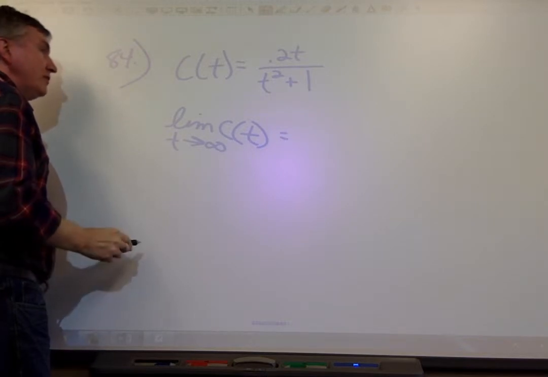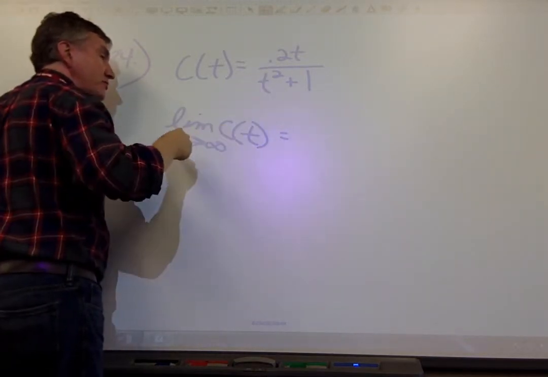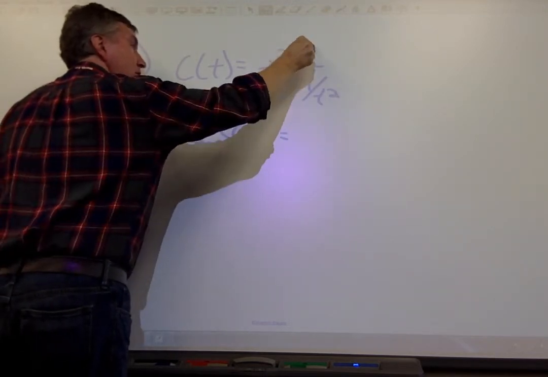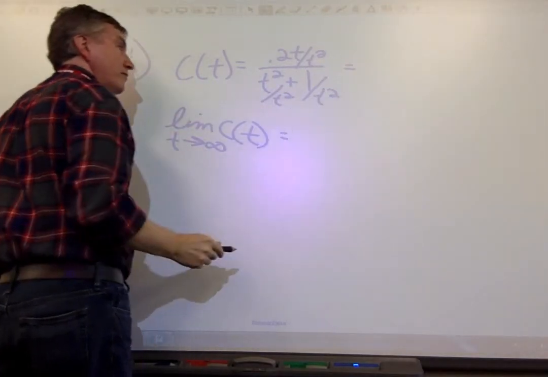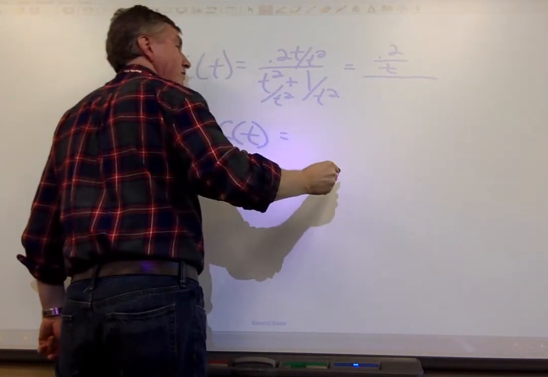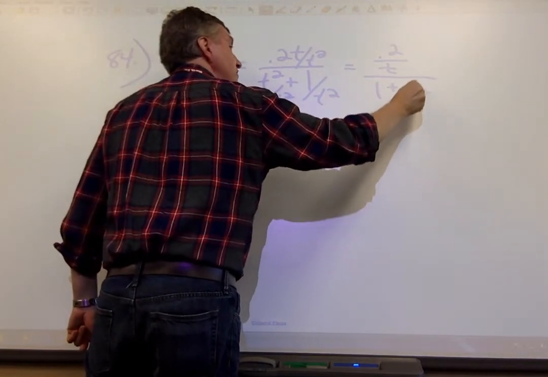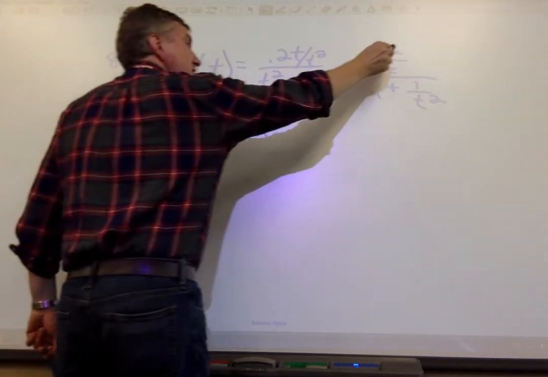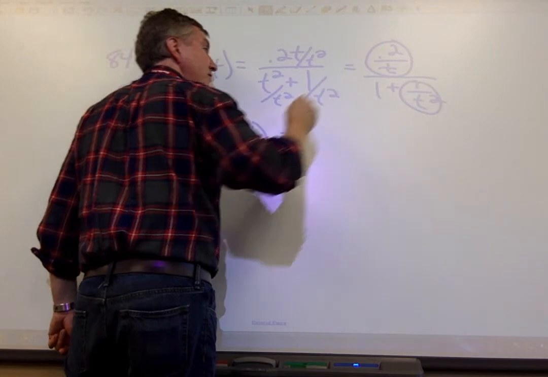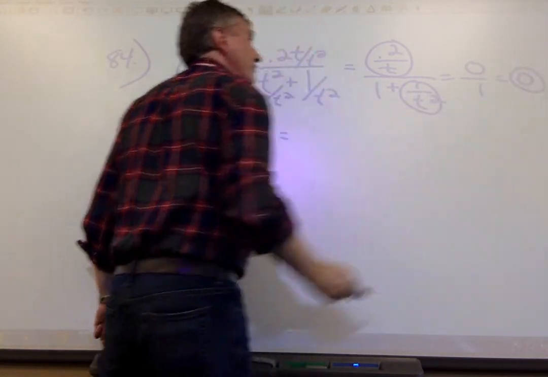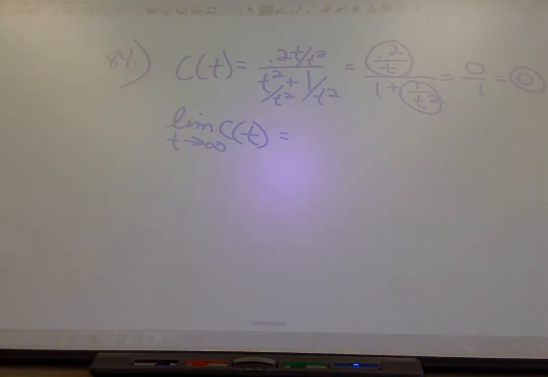If I use that same little device that I used on the other ones that we went to infinity, what would I do here? So that would give me 0.2 over t, 1 plus 1 over t squared. If I reduced it, what does this go to, and what does that go to? Yes. Yes. Now tell me that that makes perfect sense.